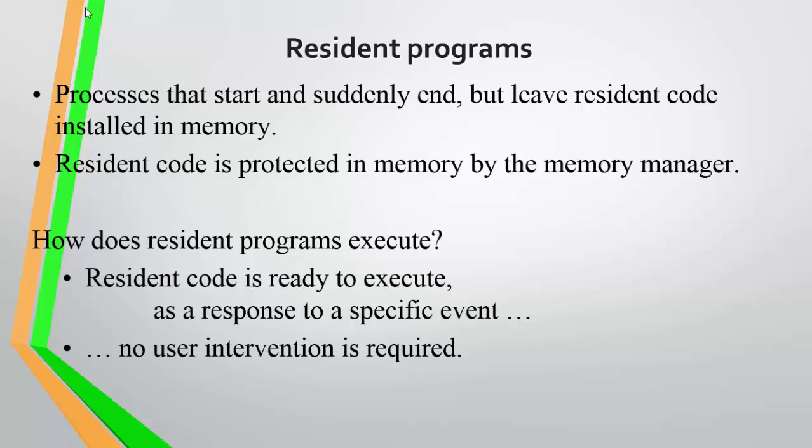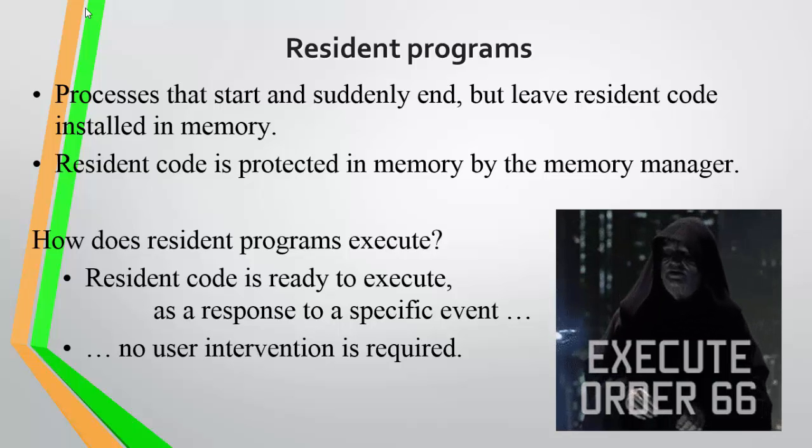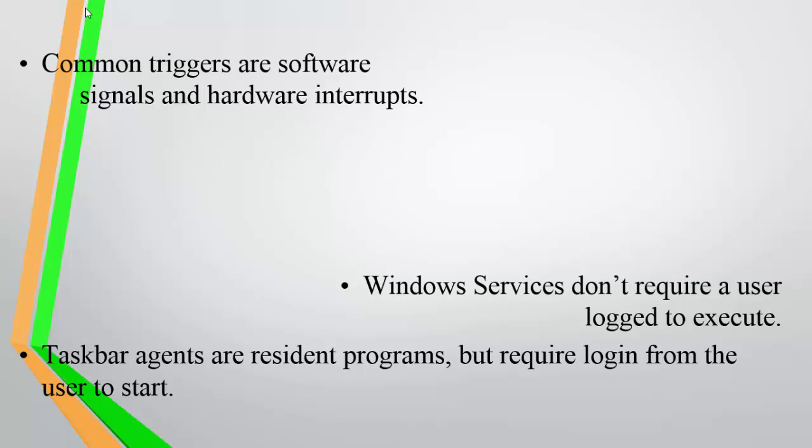So, how do these resident programs execute themselves? The resident code is ready to execute in response to a specific event, like an interruption, a common trigger. And they also don't use user interaction or user intervention. It's basically the same. As I said, common triggers are software signals and hardware interrupts.